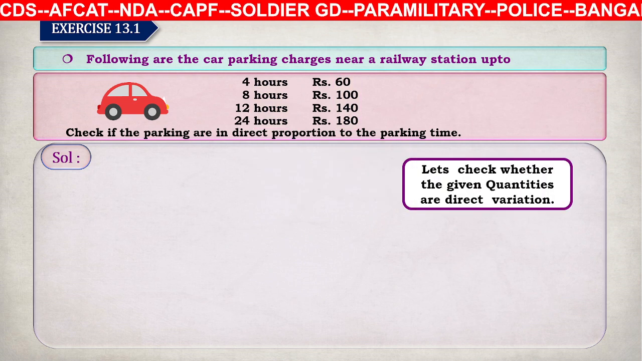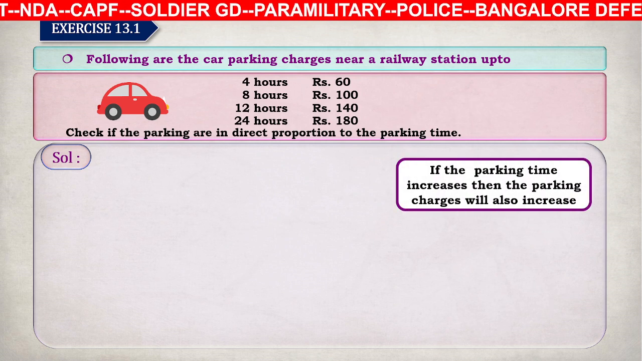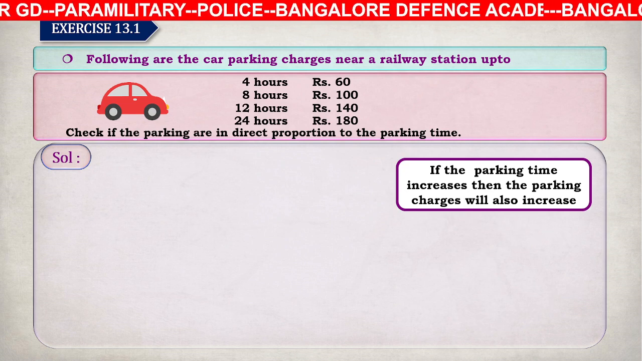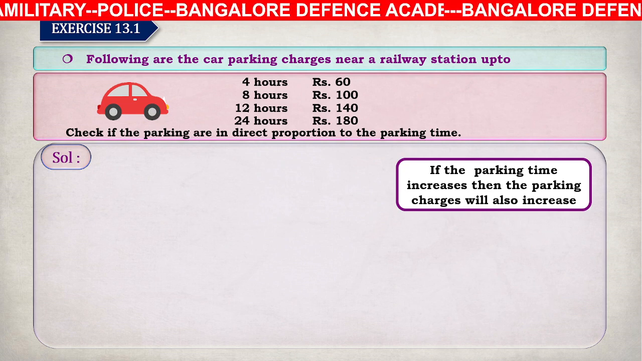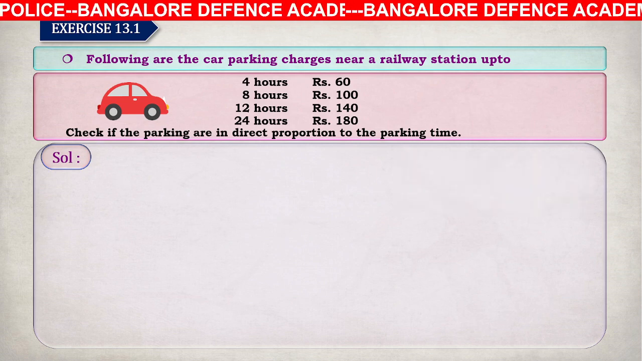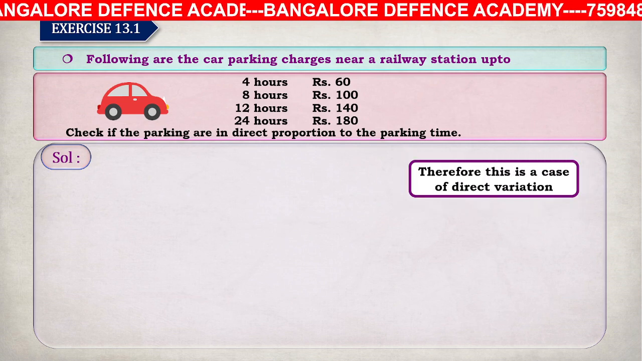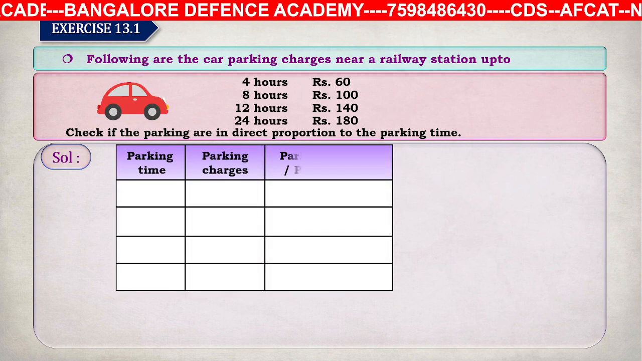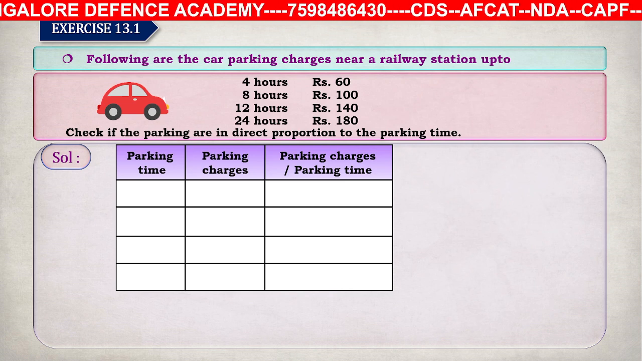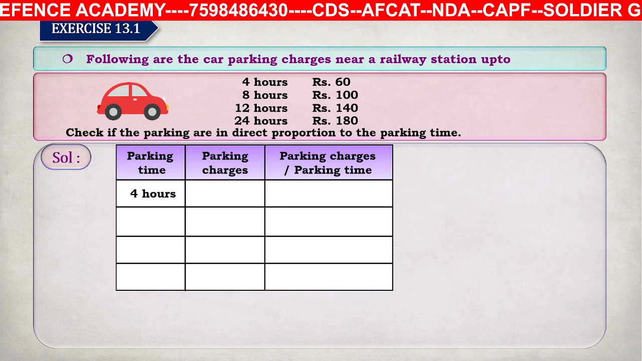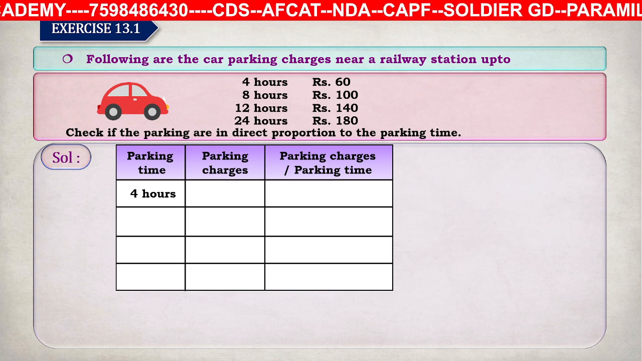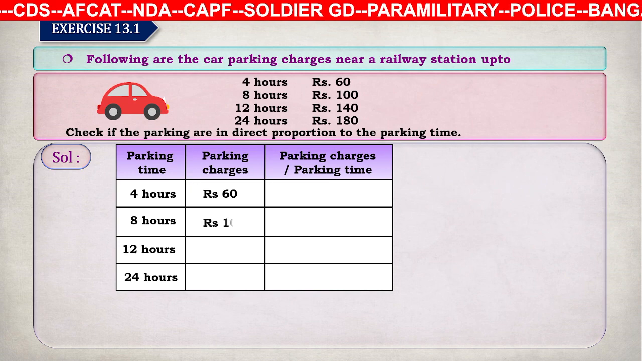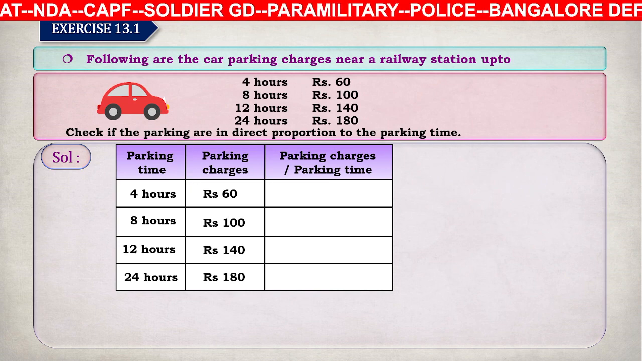Let us check whether the given quantities are in direct variation. If the parking time increases, then the parking charges will also increase. That means in direct variation, if one quantity increases, the other quantity should also increase. Let us see whether it happens. If so, it is a direct variation. So, parking time and parking charges. Now I am going to take the ratio of parking charges divided by parking time. First I write the variables here: 4 hours, 8 hours, 12 hours and 24 hours. Parking charges are rupees 60, rupees 100, rupees 140 and rupees 180.